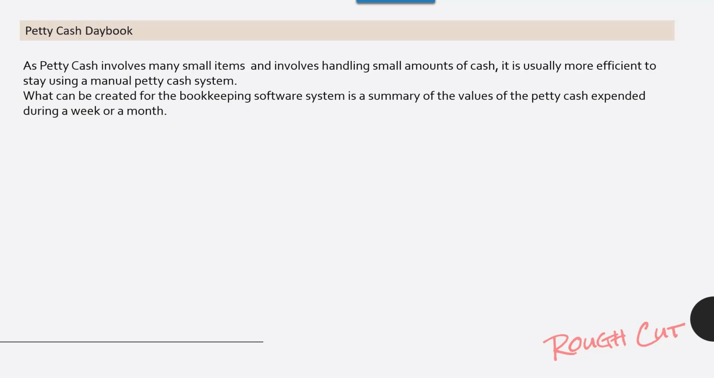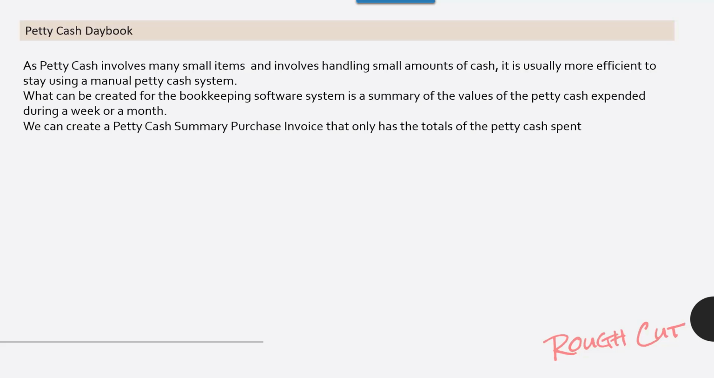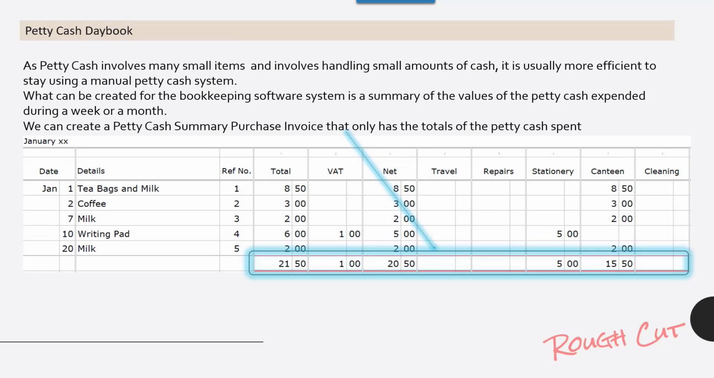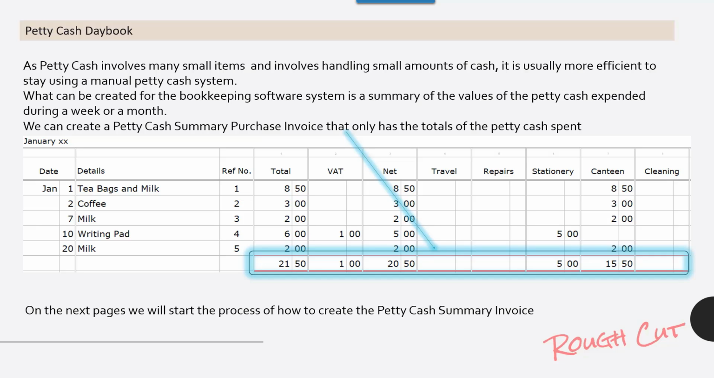What can be created for the bookkeeping software system is a summary of the values of the petty cash expended during a week or month. We can create a petty cash summary purchase invoice that only has the totals of the petty cash spent. So we can take these totals at the end of the Petty Cash Daybook. On the next pages, we will start the process of how to create the petty cash summary invoice.